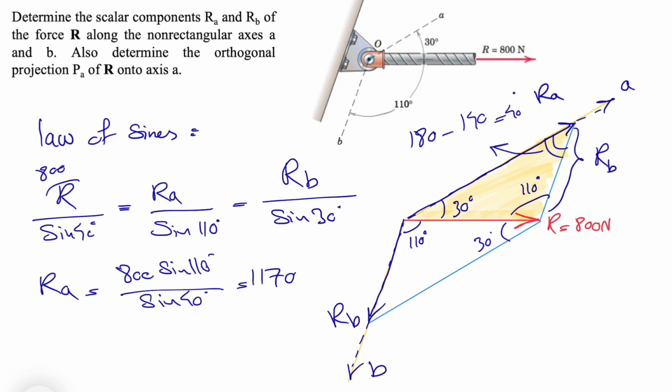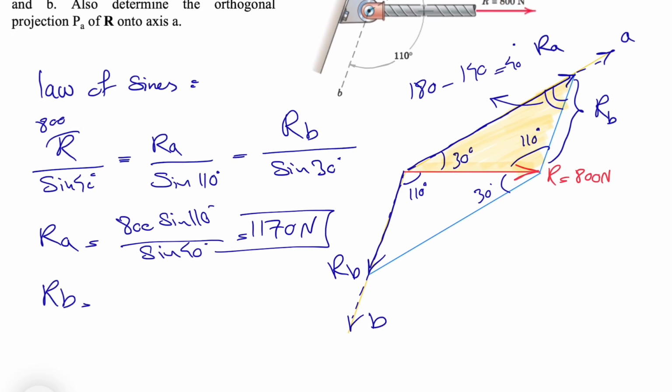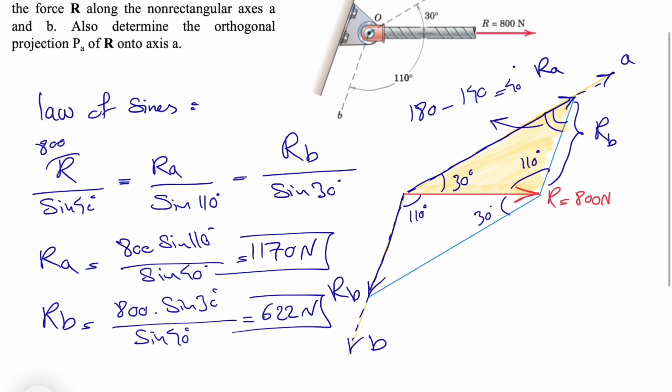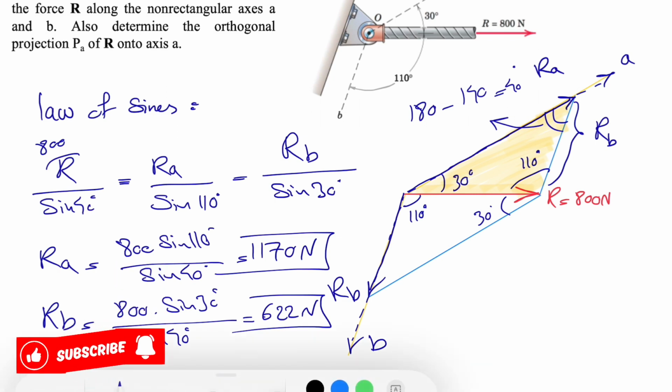And from here, since we know R is 800, we can find RA first, which is 800 sine of 110 divided by sine of 40 degrees, and this would give us 1170 Newtons. And for RB, we simply have 800 sine of 30 divided by sine of 40 degrees, and if we calculate this, we'll get 622 Newtons for RB. So that was the scalar components of R.